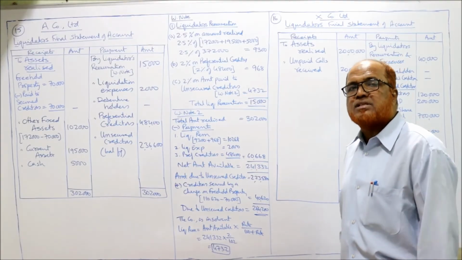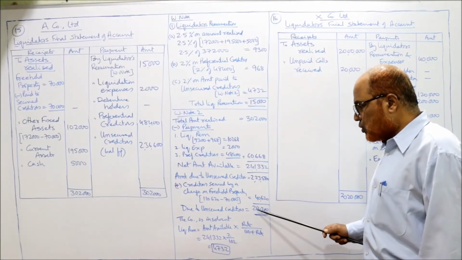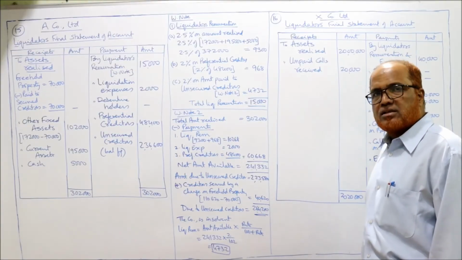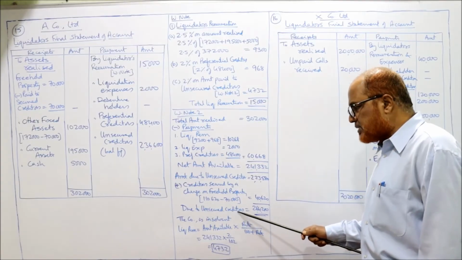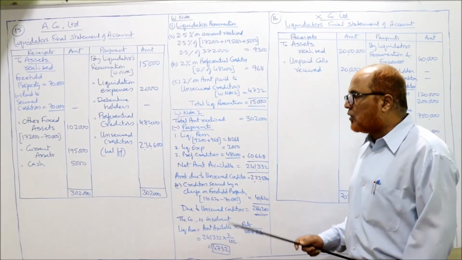Still we have to pay. This is unsecured, no security. So add up these two amounts, total 2,64,200. This is the total amount due to unsecured creditor, 2,64,200. But how much is the net amount available here?